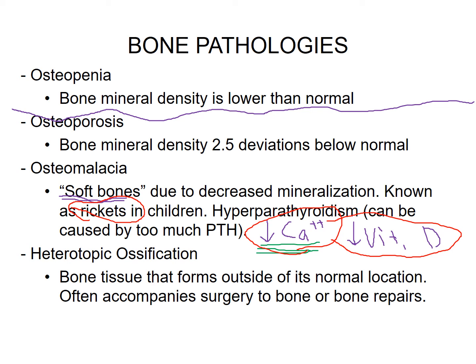And then the last pathology, as you can see, is heterotopic ossification. And this is kind of opposite of the first three pathologies we talked about. Heterotopic ossification is when you start growing bone in places where there's not supposed to be bone. And generally speaking, it happens due to trauma. There's some genetic issues that can cause this, but for the most part, trauma is going to induce heterotopic ossification.